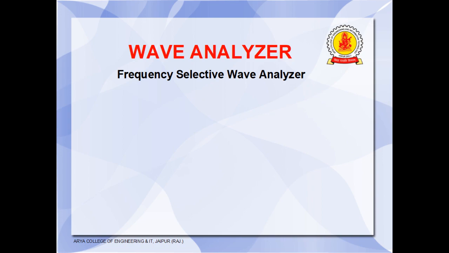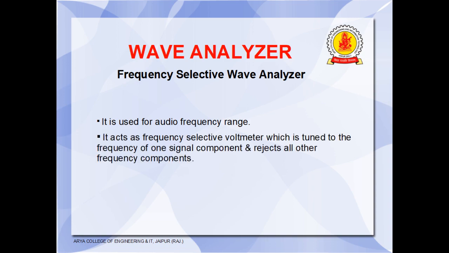Frequency selective wave analyzer. The frequency selective wave analyzer is used for measurement in the audio frequency range, that is from 20 Hz to 20 kHz. The block diagram of the frequency selective analyzer is shown, which consists of a narrow band filter section that can be tuned to a particular frequency. Its block diagram consists of an attenuator, drive amplifier, high Q active filter, meter circuit, and buffer amplifier.